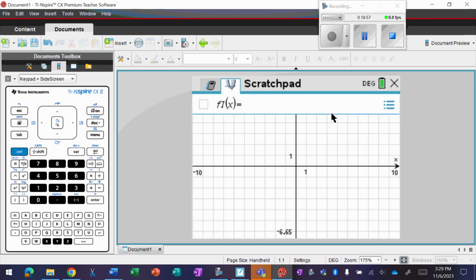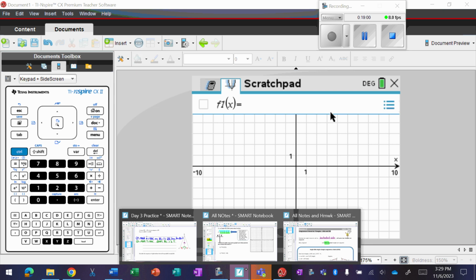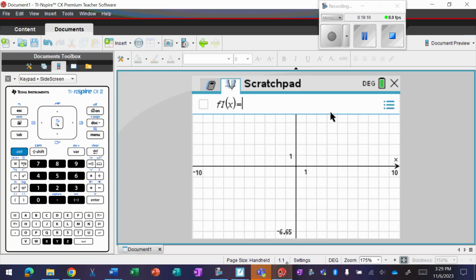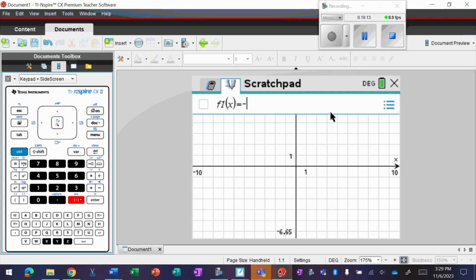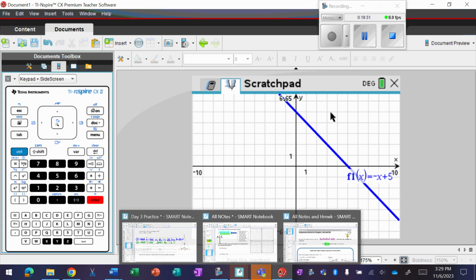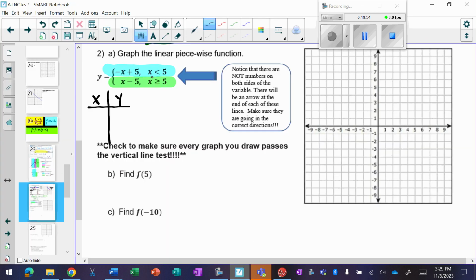Okay. The left side of our graph, if you remember correctly, that's the blue one, is negative x plus 5. You want to graph that for all x's that are smaller than 5. So negative x plus 5 is the equation we are typing in. So make sure you use the negative sign, not subtraction, the negative sign. Negative x add 5. Now when you hit enter, it's going to graph the whole line, the whole thing. We don't want the entire line graphed. We only want the x values that are smaller than 5.